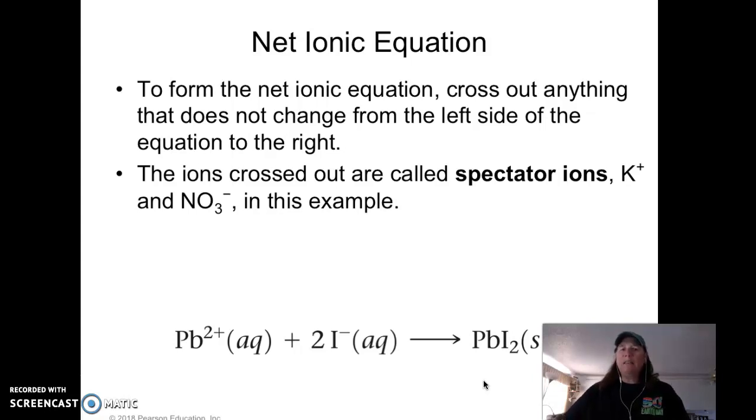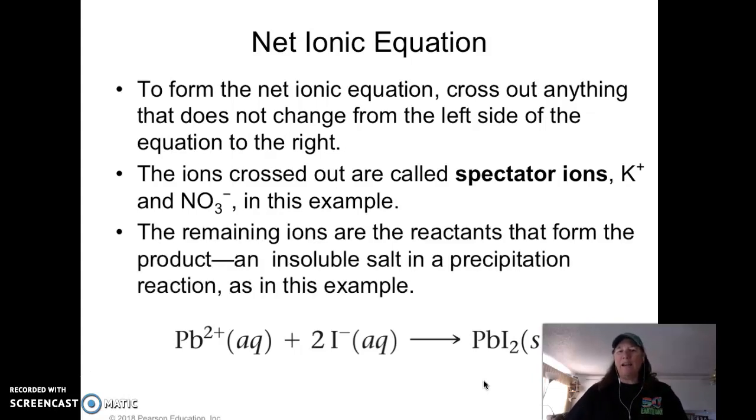Okay, so the potassium and the nitrate, we cross them out on both sides, and this would be our net ionic equation. Okay, the remaining ions are the reactants that form the product. This is an insoluble salt. This is why we know that reaction occurred, because we formed this precipitate. And again, you got to keep that solubility chart that I told you to run off, because that's where all the rules are. I don't expect you to memorize those, guys. I don't know how to memorize those rules. But anyway, this is what they call the net ionic.